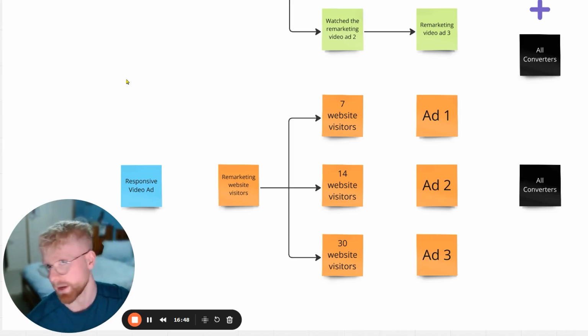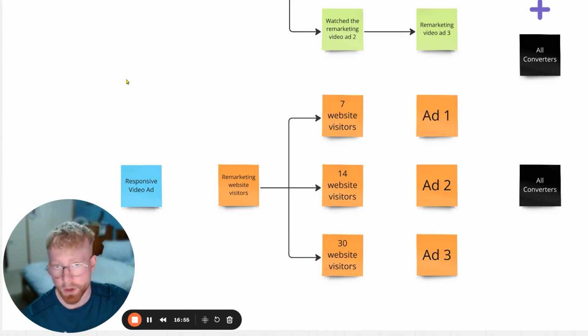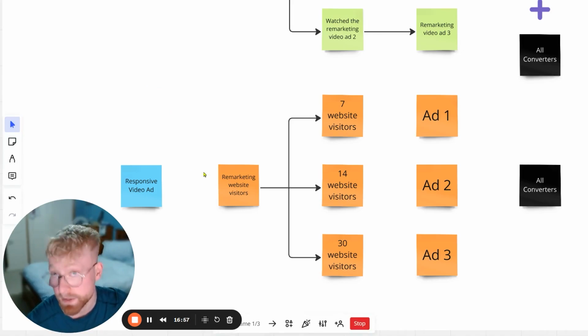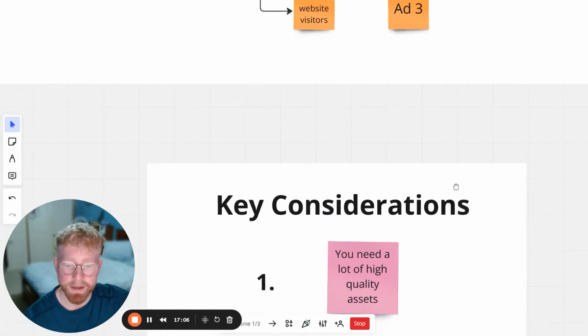It's a decent amount of money, I should say, and it was more than enough for this particular client. So keep that in mind as well. You will need quite a large budget to run this strategy. Now, just want to touch on a few key considerations.